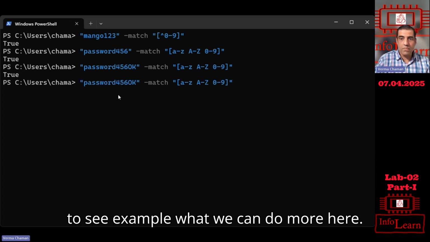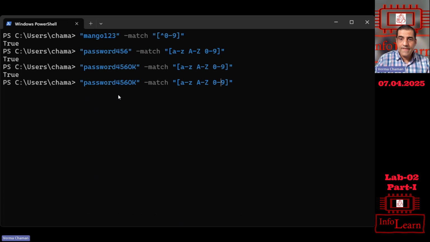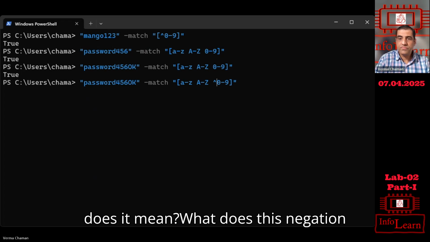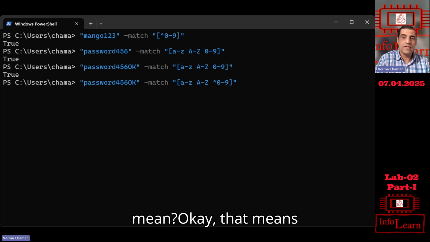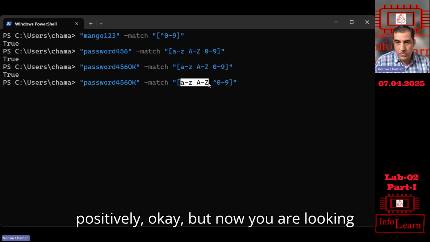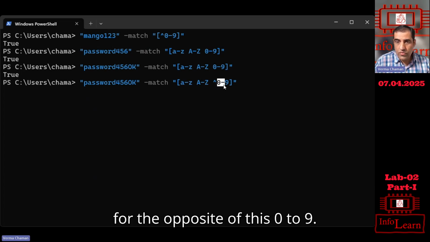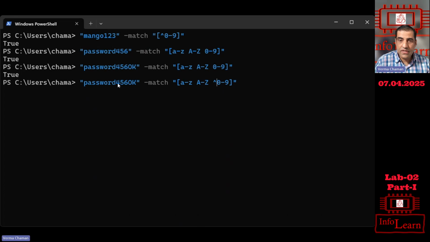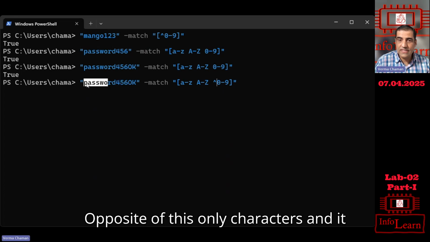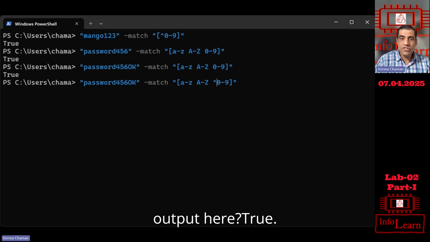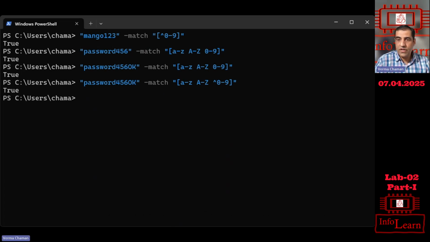So let's see what more we can do here. Let's try to put in a negation. What does this negation mean? You're looking for something positively, but now you are looking for the opposite of 0 to 9. So what is the opposite of 0 to 9 here? The opposite is only characters, and they are there, right? So what will be the output here? True. I hope you got it.